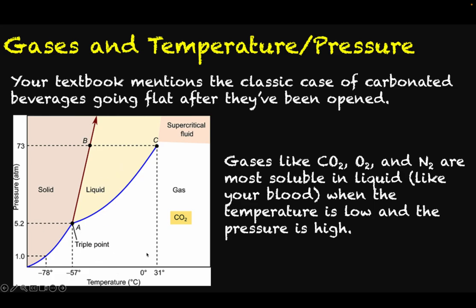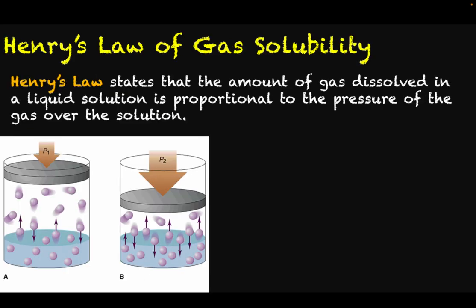So in order to do that, we need to do two things. If we start here, we need to decrease the temperature to go this way, and then we need to increase the pressure to go up this way. So again, what this is telling us is that any gas, whether it's carbon dioxide or nitrogen or oxygen or whatever, any gas is going to be at its most soluble when it is maintained at high pressure, okay?